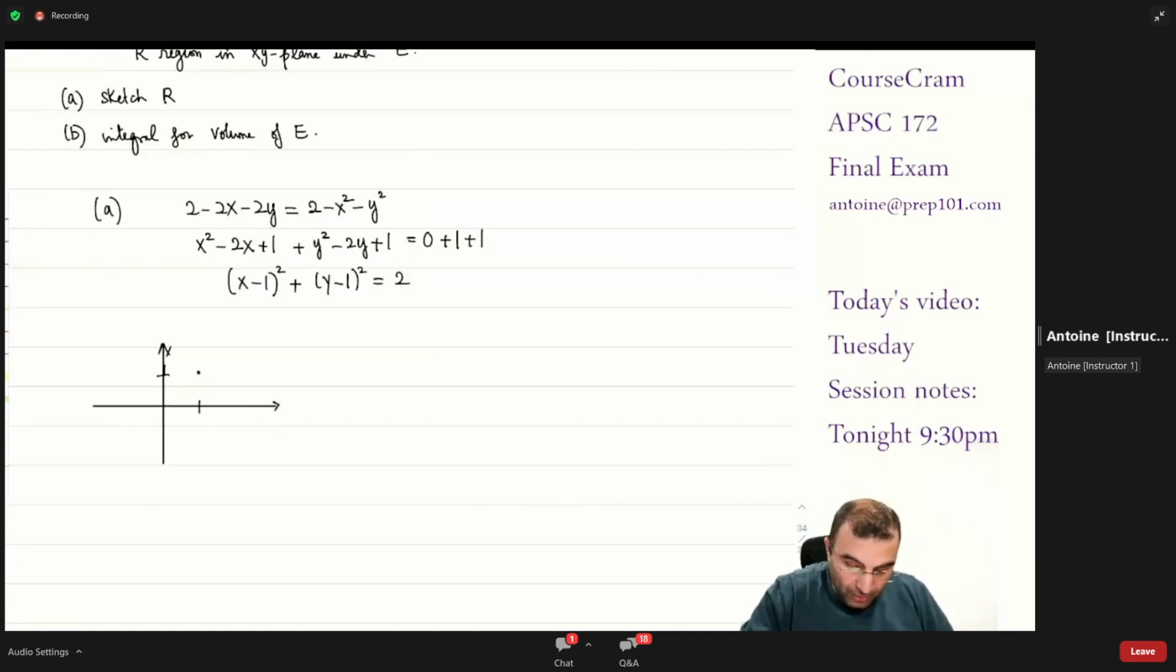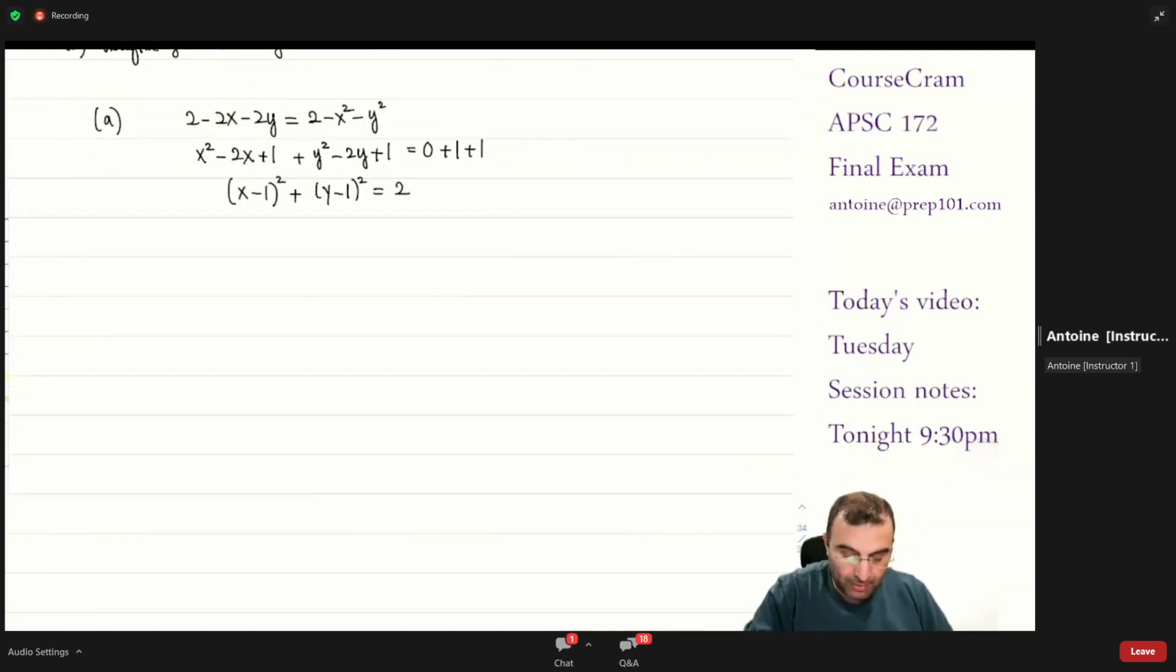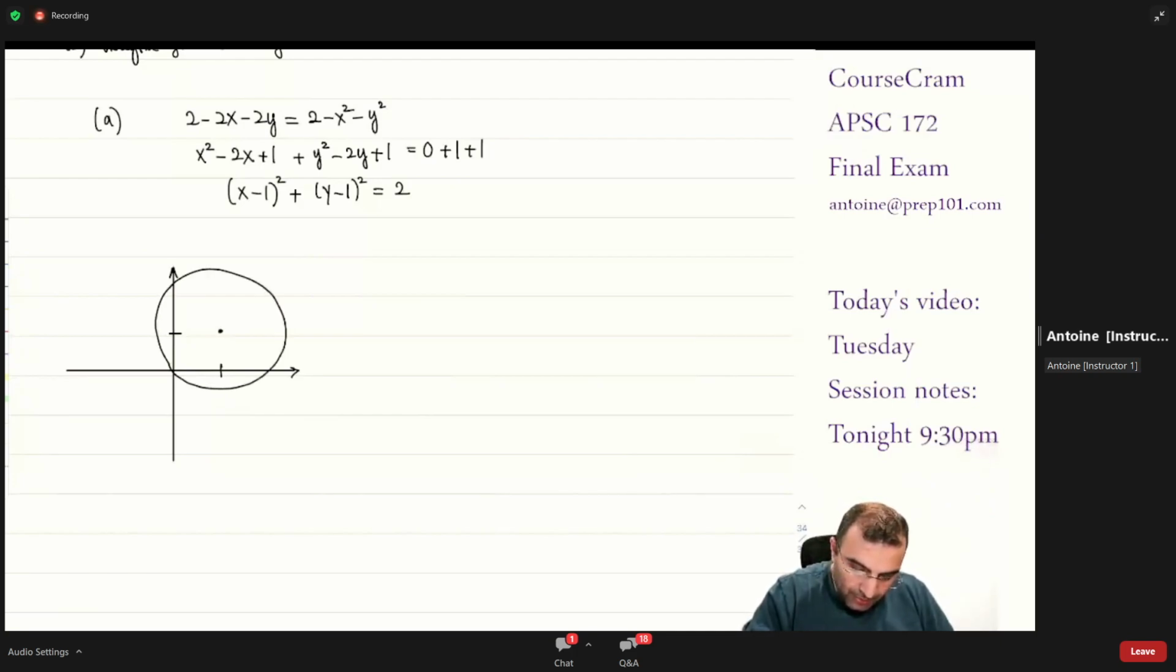The radius is root 2, so it's got to go through here. Sorry. I'm getting a little tired with this, so let me do a better drawing. The center is 1, 1 and the radius is root 2. So it will go through the origin.